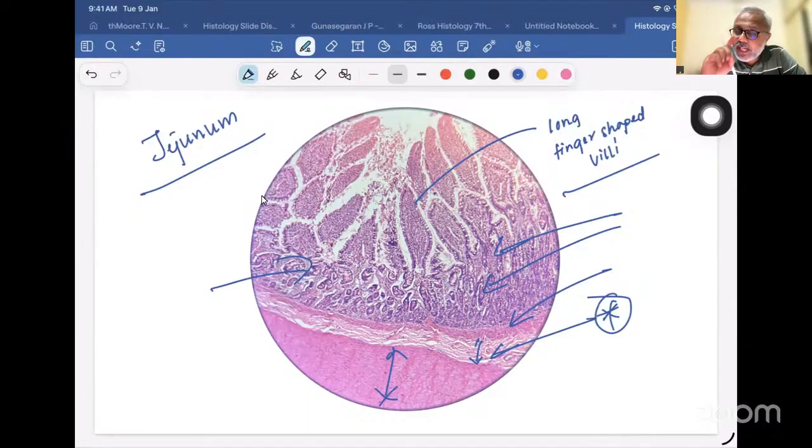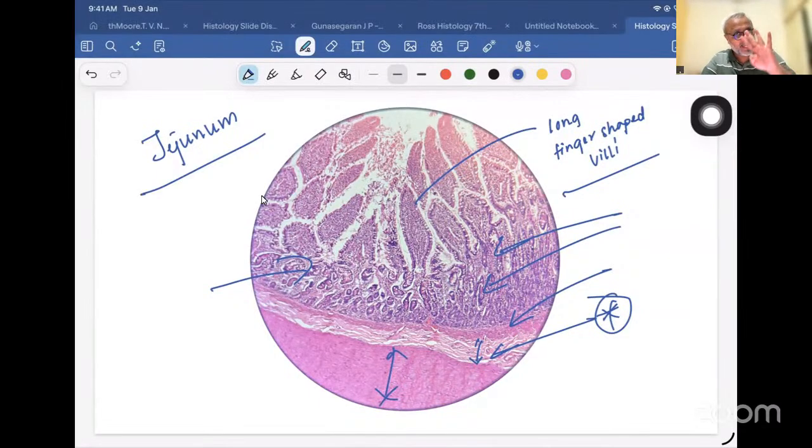Right? Only in duodenum, only in the proximal 1 inch, you have serosa. In the rest, you have serosa on the front and the sides. Posteriorly, you will have adventitia. Done? So, if the examiner asks, how did you differentiate or identify this slide as jejunum? What will be your answer?